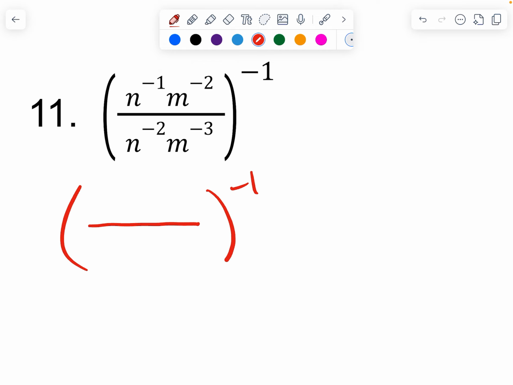I'm going to move this downstairs. I'm going to move this upstairs. So n squared on top, n on bottom. Move this downstairs, move this upstairs. m to the third. I don't know why these aren't in alphabetical order, but they're not.